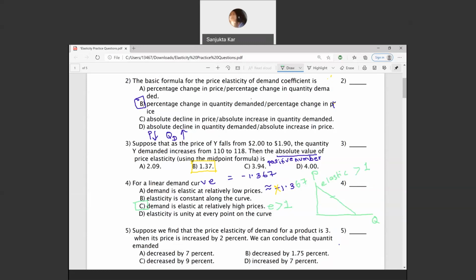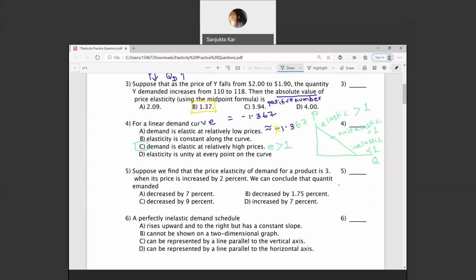If I look at the middle, this is going to be unit elastic. If I look at the midpoint of the demand curve, that means the value of the coefficient of price elasticity of demand is equal to 1. And if I look at this bottom part, this is going to be inelastic. That means the coefficient of elasticity of demand is less than 1. Okay.